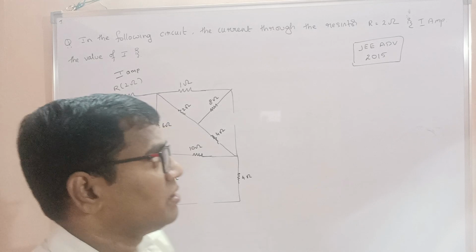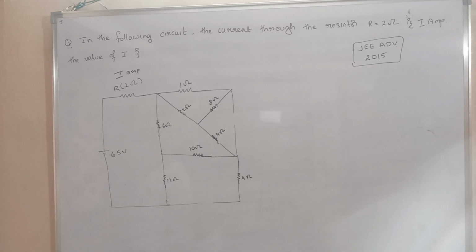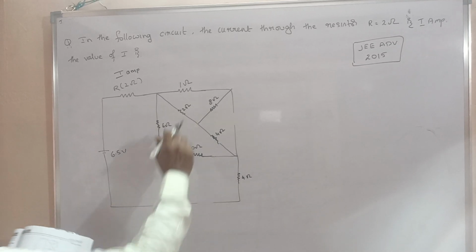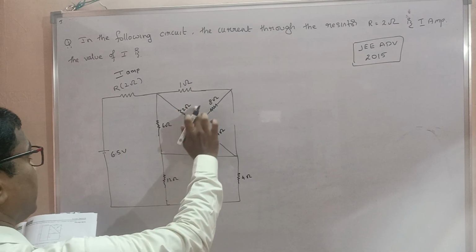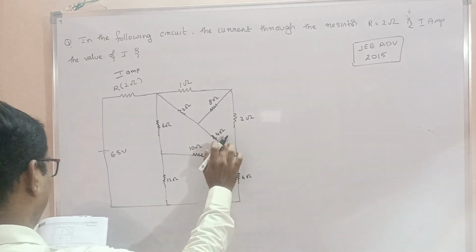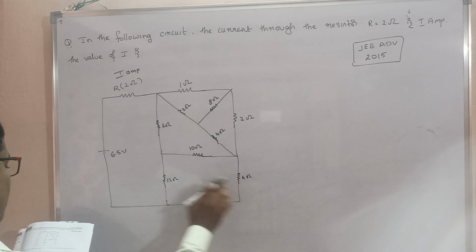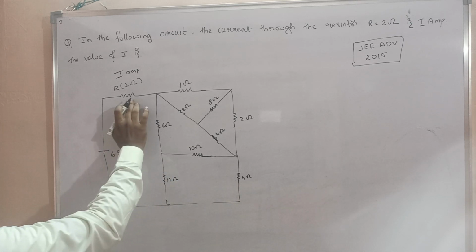Again I am saying this question is easy to solve. So first we will try to understand. Here 1 ohm resistance is given and here is 2 ohm, 8 ohm. Here it is given as 2 ohm, 4, 10, 6, 12, 4. Here 6.5 volt and it is 2 ohm.